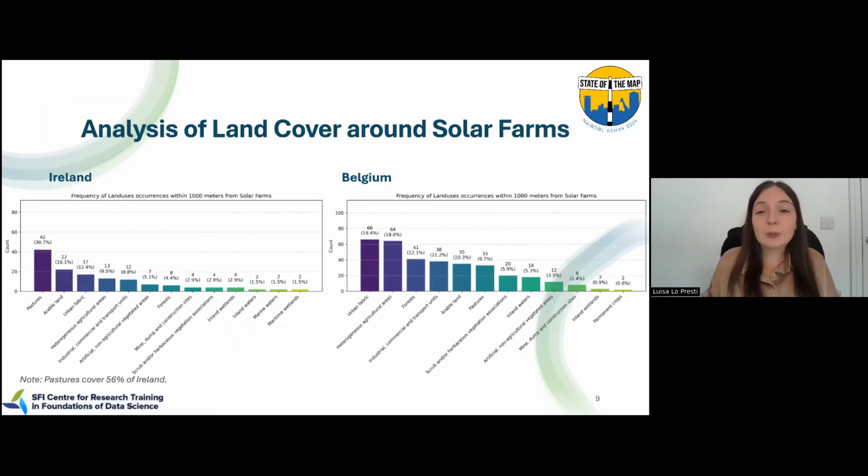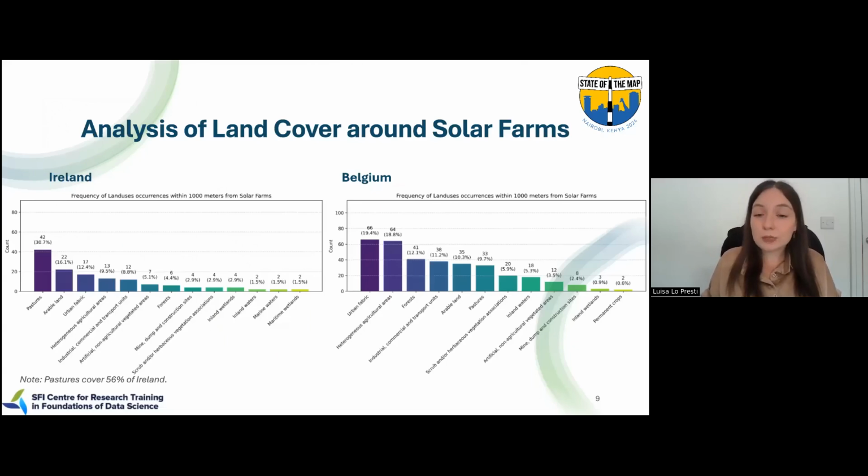At this stage, we can repeat a similar analysis for solar farms. When it comes to solar energy, we notice how pastures are still very relevant in Ireland, but we also should consider that pastures cover over 50% of the Irish territory. After that, very relevant in Ireland are also arable land and urban fabric. Shifting our attention to Belgium, we observe how the most common land cover are urban fabric, agricultural land, and forests.